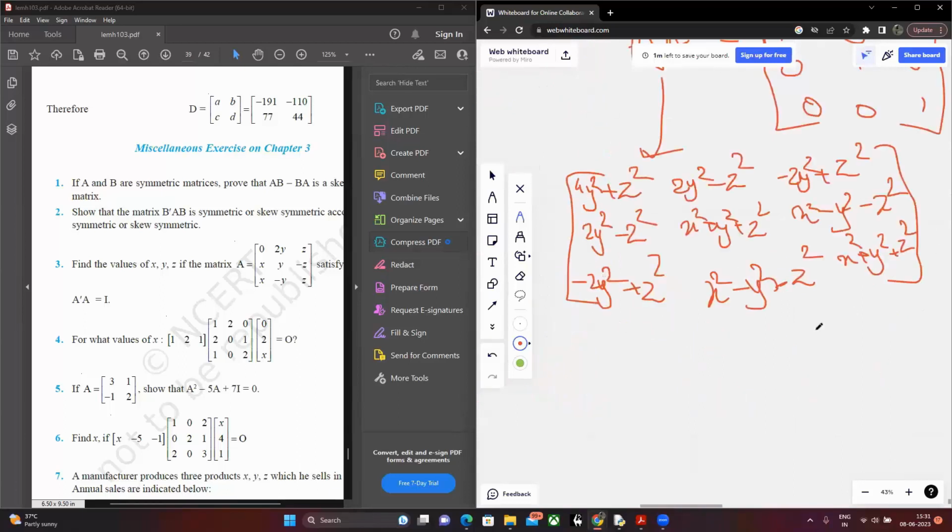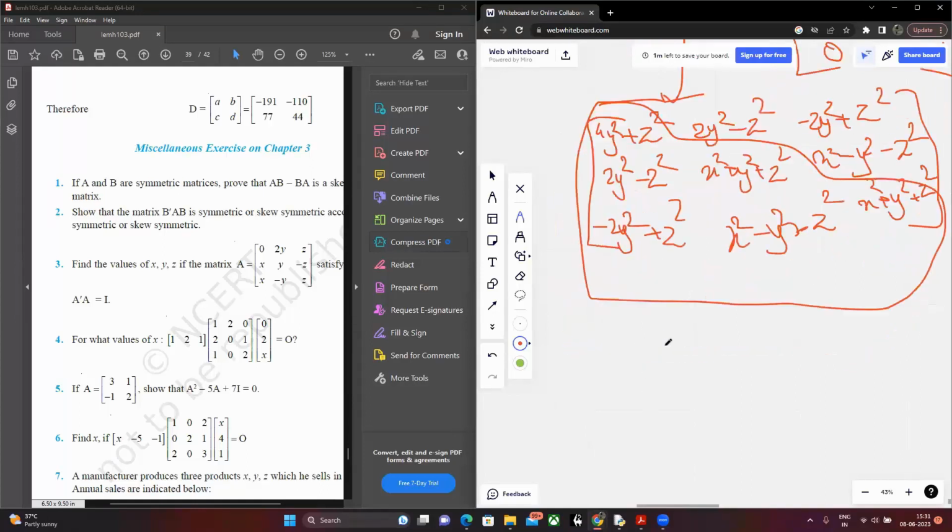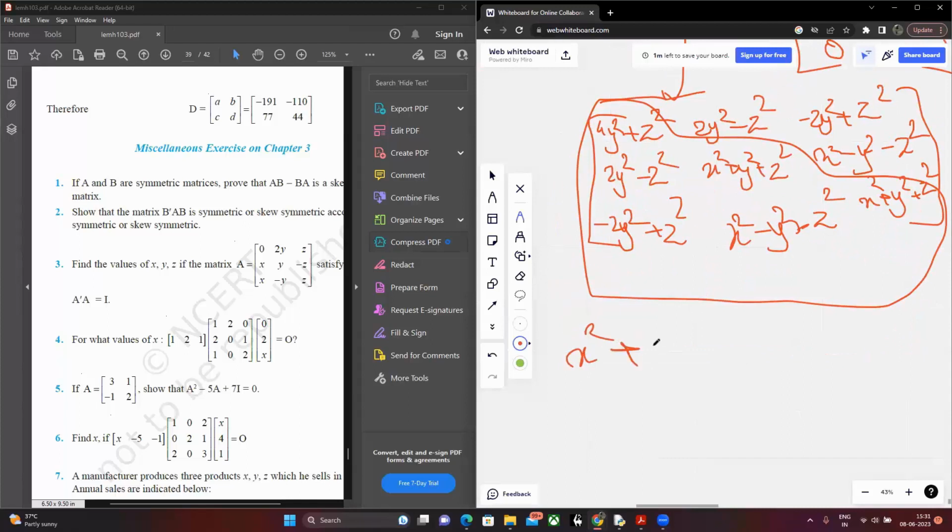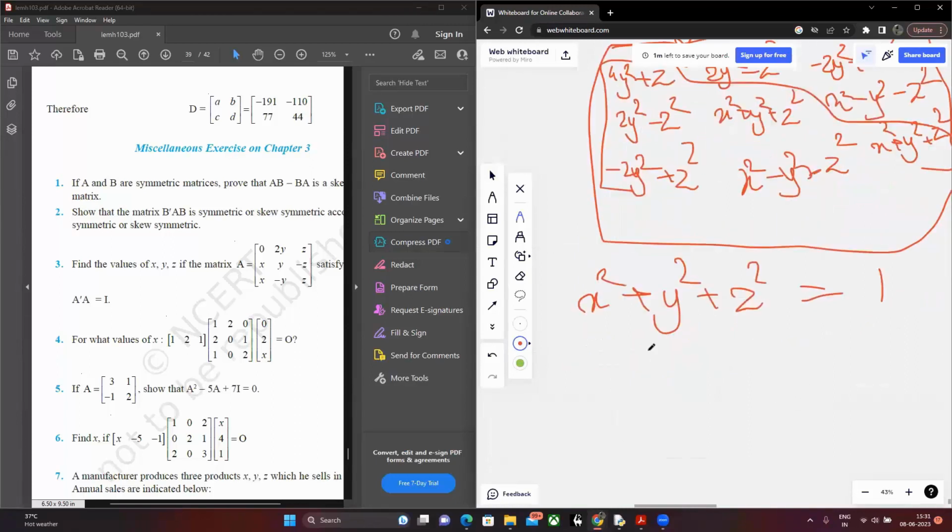This is equal to 1, 0, 0; 0, 1, 0; 0, 0, 1. Since you can see that this is symmetric, we only have 6 equations that are actually distinct. So first of all, the sum of all 3 squares, x squared plus y squared plus z squared, is 1. We also have that 4y squared plus z squared is also 1.